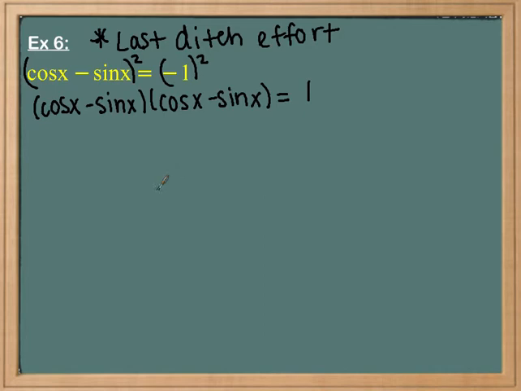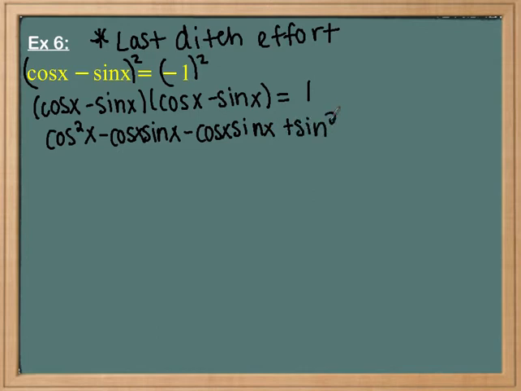And you're probably going right now, we've made nothing better. But let's go ahead and we can FOIL this. Remember, we have to FOIL, we can't just FL. I get cosine squared of x minus cosine of x sine of x minus another cosine of x sine of x plus sine squared of x is equal to 1. Let's go ahead and we can clean this up a little bit.